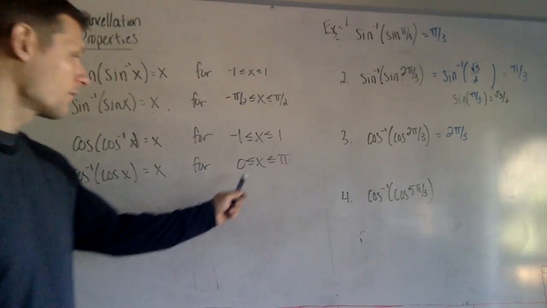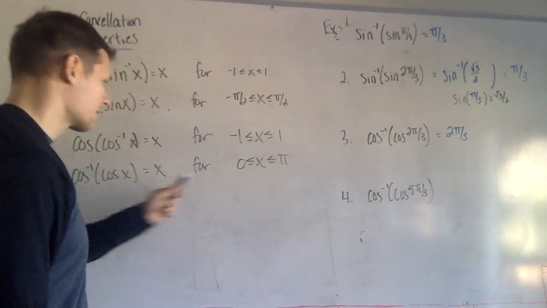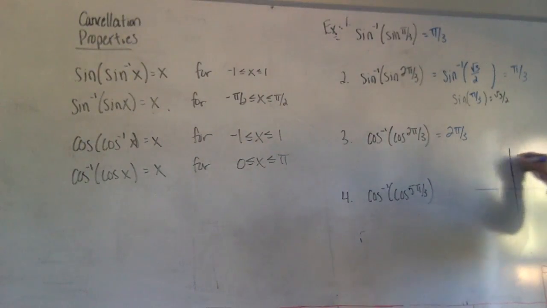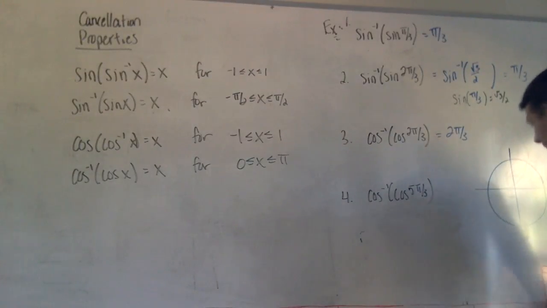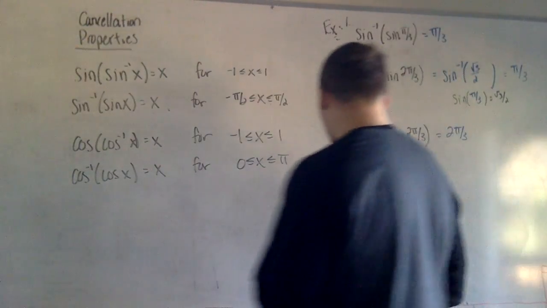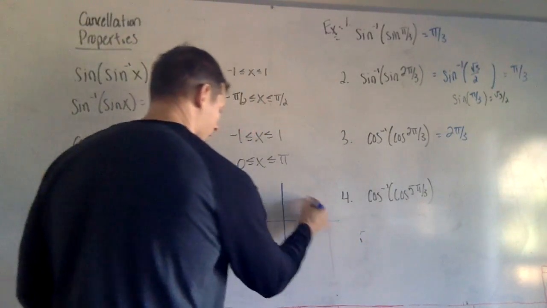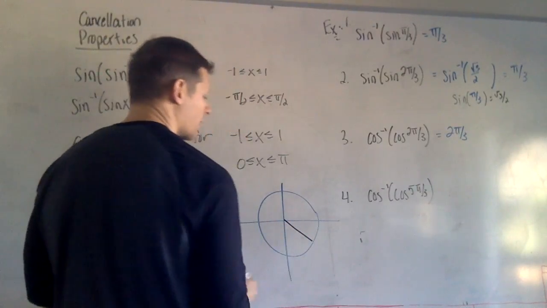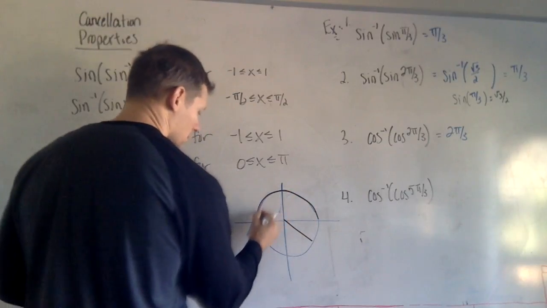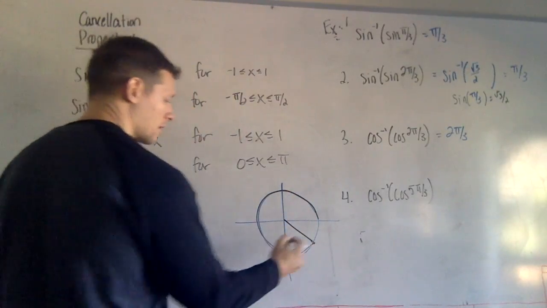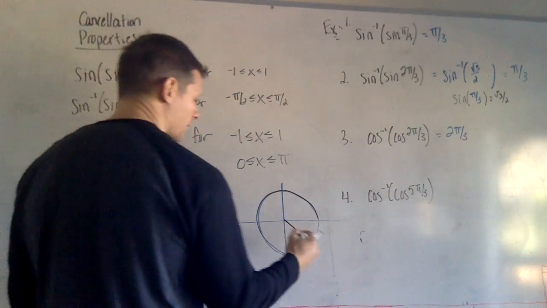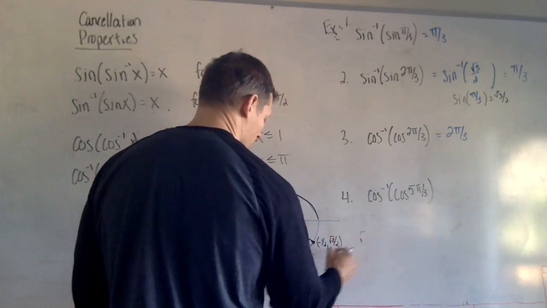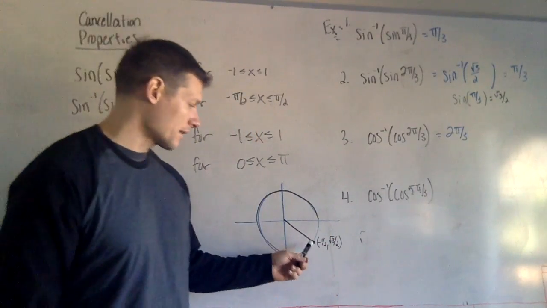We have cosine inverse of cosine of 5 pi over 3. 5 pi over 3 is not between 0 and pi. It's not in quadrant 1 or 2. Recall that 5 pi over 3 puts me in quadrant 4, right there. This is a t value, a length of 5 pi over 3, and the point here is 1/2, comma, negative root 3 over 2. Okay, good. So that's where we're at right now.